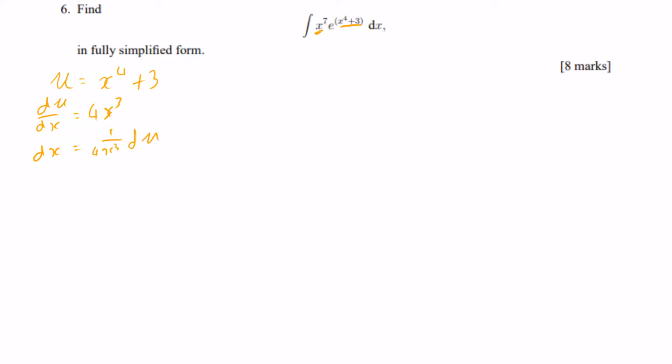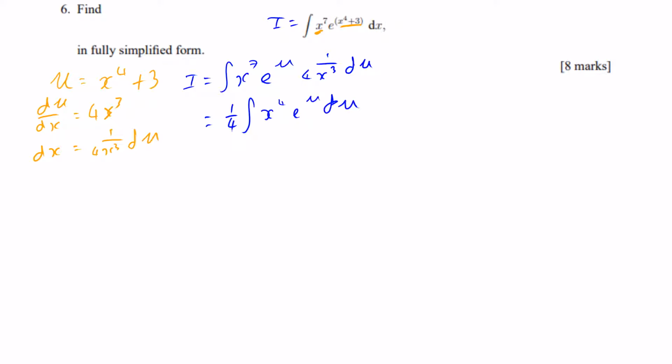So I'm going to call this I. Then I is equal to the integral of x to the 7 e to the u times by 1 over 4x cubed du. So we can take this quarter out, and then we've got the integral x to the 7 over x to the 3, which gives us x to the 4 e to the u du. So now we're starting to get this a lot simpler.